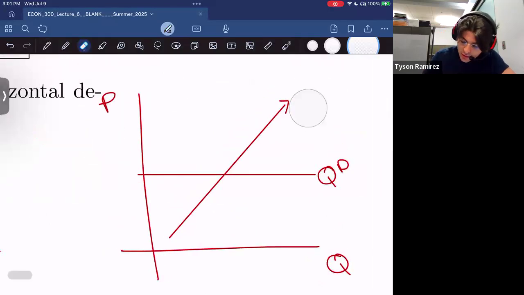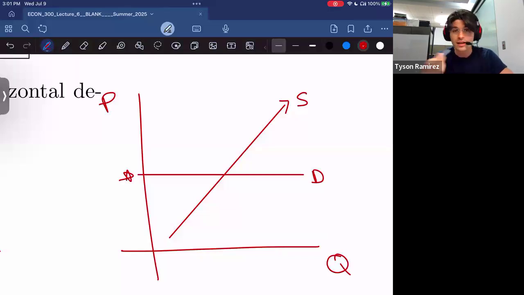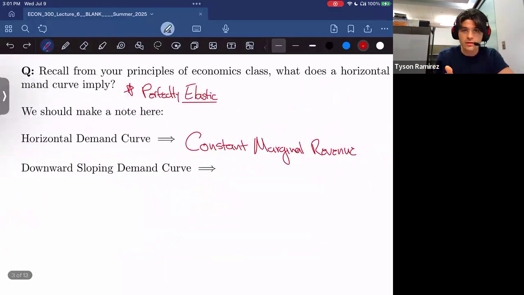I should not label these as Qs, but rather I should just label it as demand and supply. All right. So we remember from principles of micro that if demand is perfectly elastic, then they are staying at this price. If you raise your price even a little bit at all, they're gonna go buy from somebody else. All right. So horizontal demand curve means that demand for this good is perfectly elastic. And this also means that marginal revenue is a constant, is a fixed number.